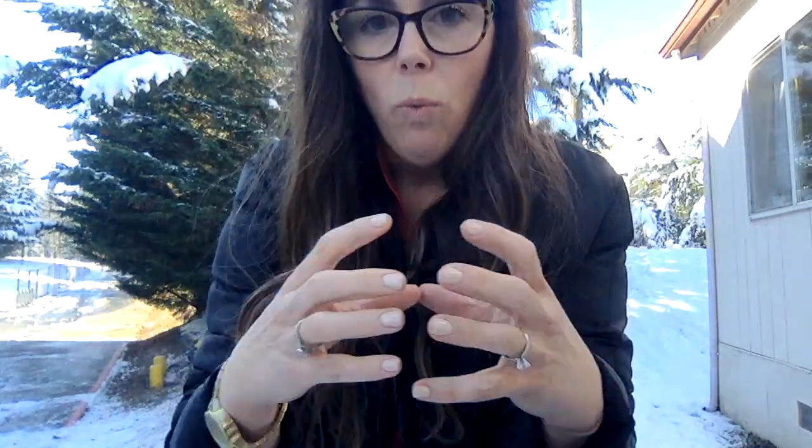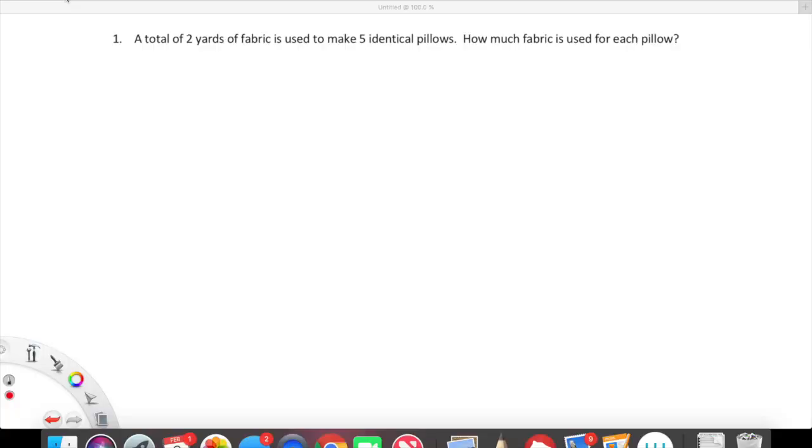We are going to get into lesson 5, and all we're doing in lesson 5 is applying our understanding of division to word problems. So we're going to absolutely use tape diagrams. Please think about what you're starting with and then think about how you're dividing it. Okay, so let's check this out.